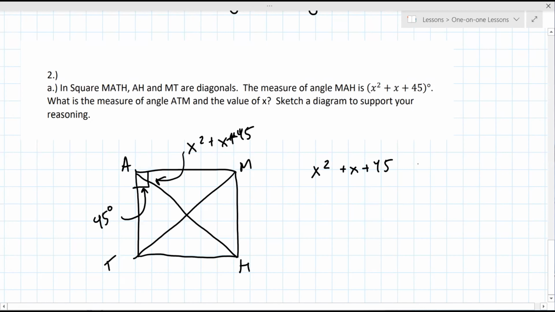You could say x squared plus x plus 45. There's a lot of ways you could do it. You could say these two angles add together to be 90, plus 45 equals 90, and then you're solving for x. So you end up getting x squared plus x equals 45. Well, these add up to 90, and then you subtract, it ends up equaling 0. So you get x times x plus 1 equals 0, so x either equals 0 or -1.